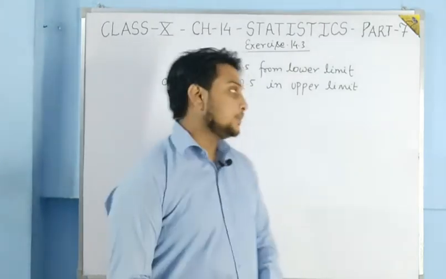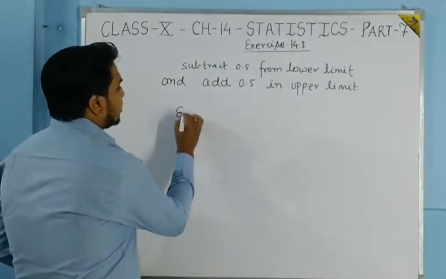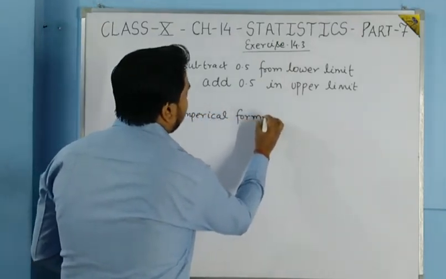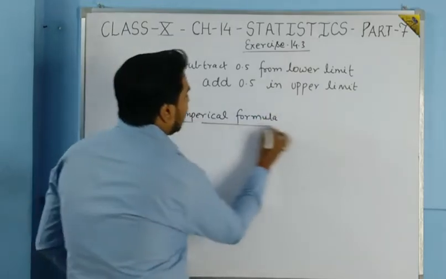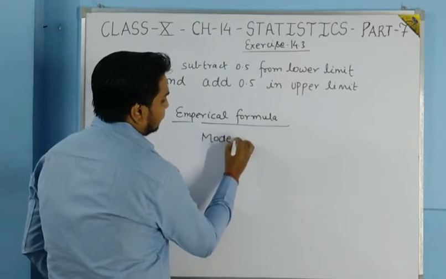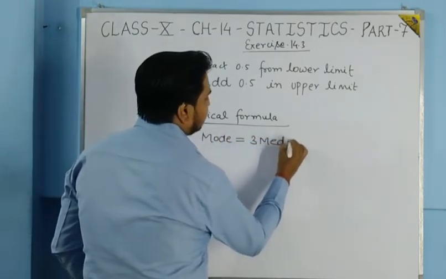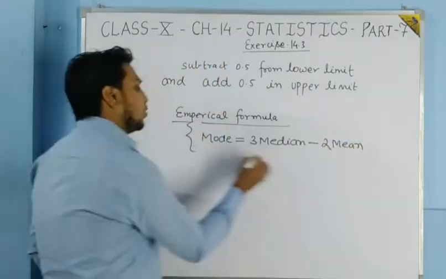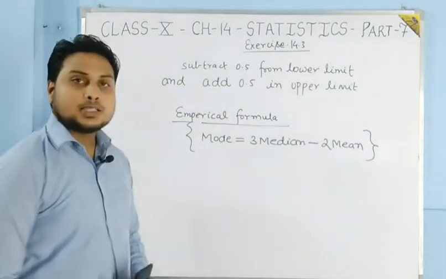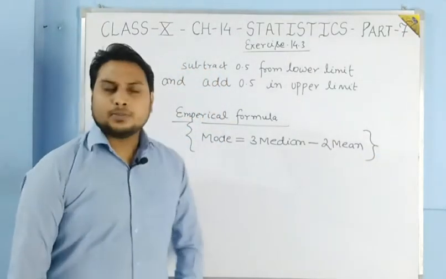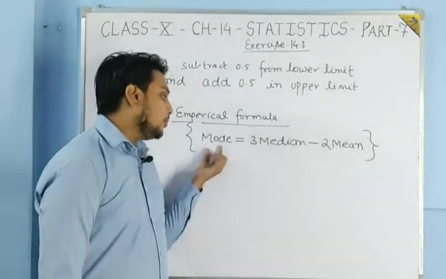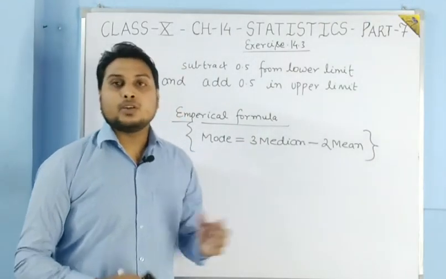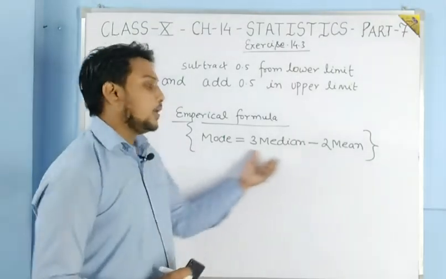And one more thing, students, there is a formula given at the last of this chapter, the empirical formula. Okay, what is the empirical formula? Empirical formula is mode is equal to 3 into median minus 2 into mean. So this type of question can also be asked in the board examination for 2 or 3 marks. Mode, median and mean, in these 3, if 2 are given and you have to find the third one, you can apply this formula.